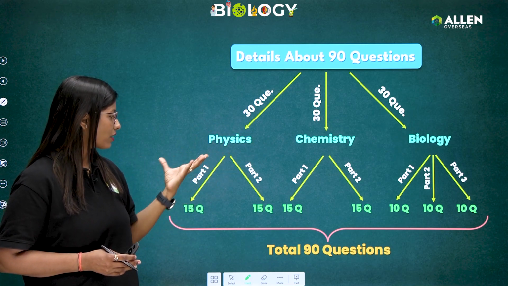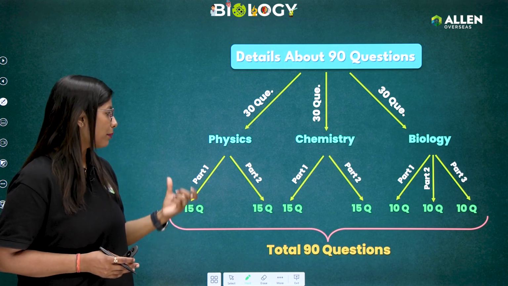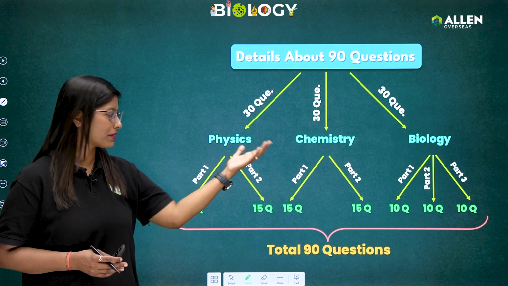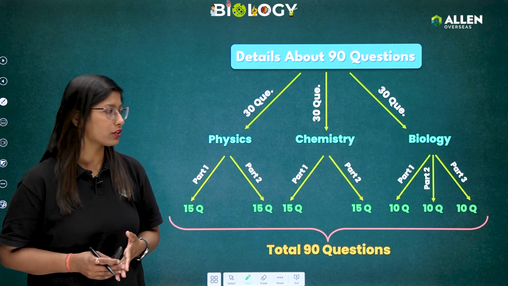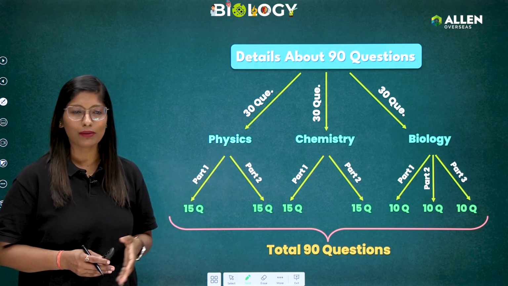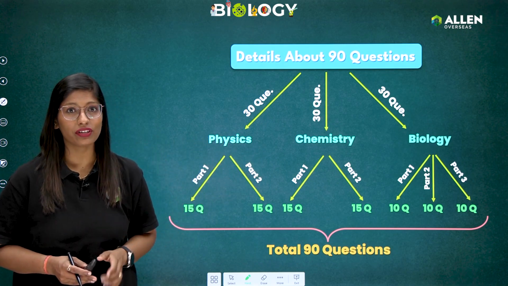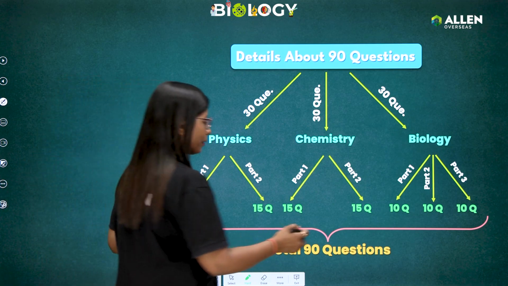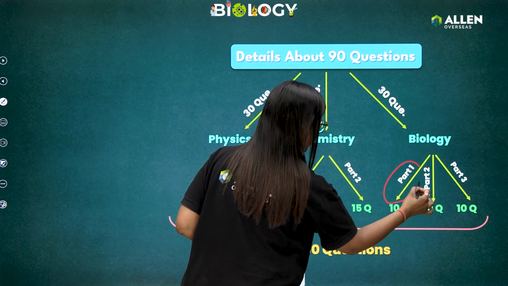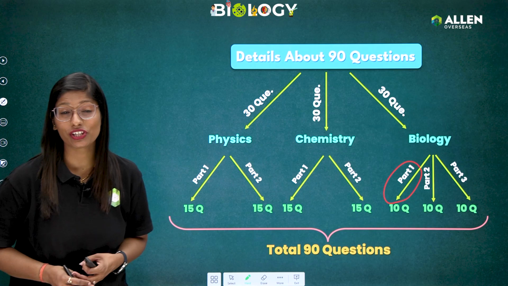Further, in physics, the questions are divided into two parts, part 1 and part 2. Likewise, in chemistry, we have two parts, part 1 and part 2. And in biology, we have three parts, part 1, part 2 and part 3. I will be dealing with the part 1 of 10 questions in biology.